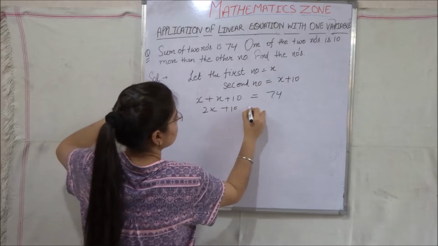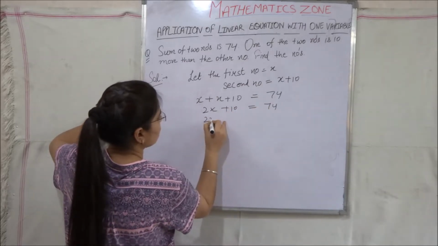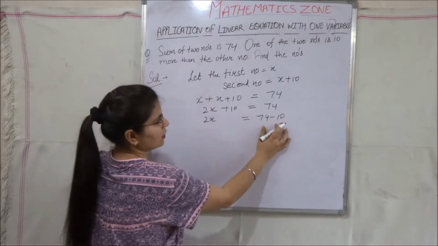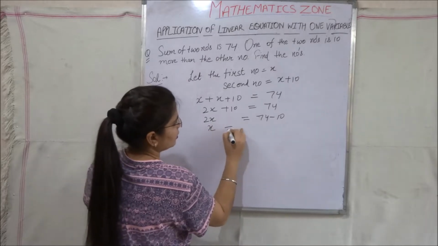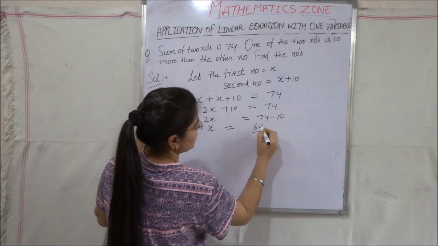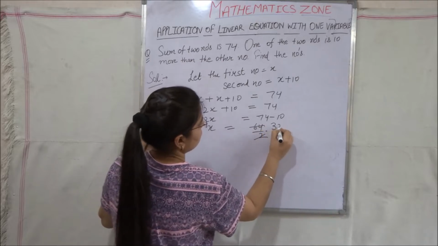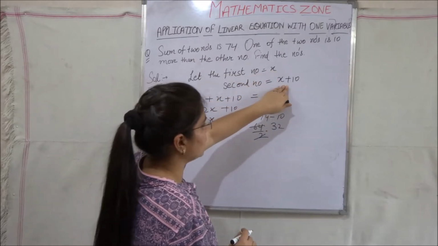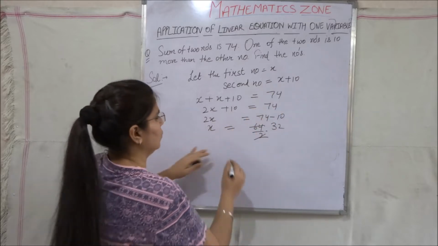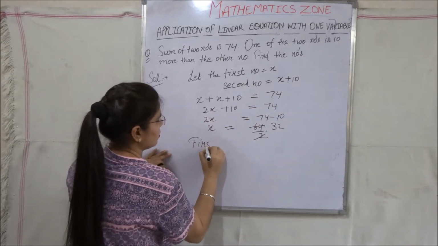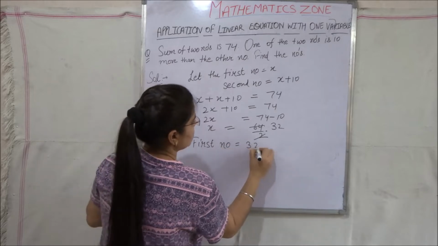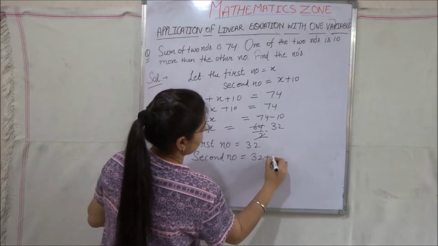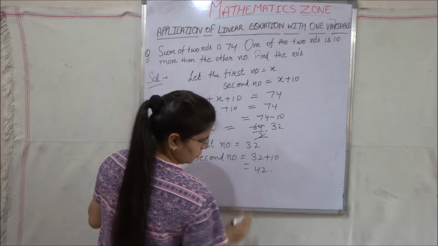2x plus 10 is equal to 74. Now 2x will be equal to 74 minus 10. Here 10 is transferred to the right hand side, and we are left with 64 upon 2, that is 32. So the first number will be 32 and the second number will be 10 more than 32, that is 42. So our first number is 32, and the second number will be 32 plus 10, that is 42.